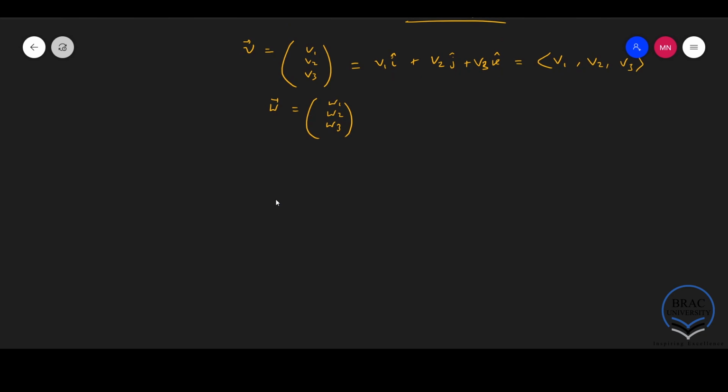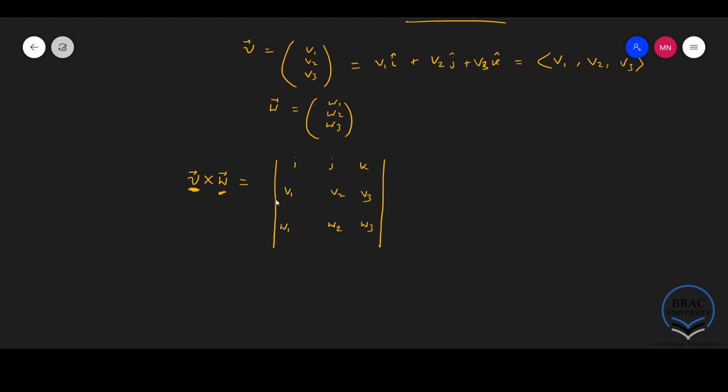Now the cross product of these two vectors can be denoted like this. So we have v cross w. So this is the cross product of these two vectors, and this will be equal to the determinant of a 3 by 3 matrix, where in the first row we have i, j, and k. The second row will have the components of this vector v. We have v1, v2, v3, and then the third row will have the components of w. So we will have w1, w2, and w3, right?